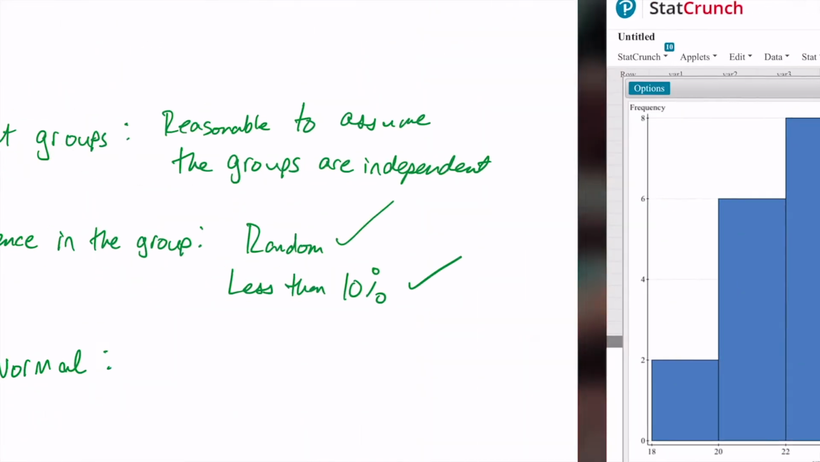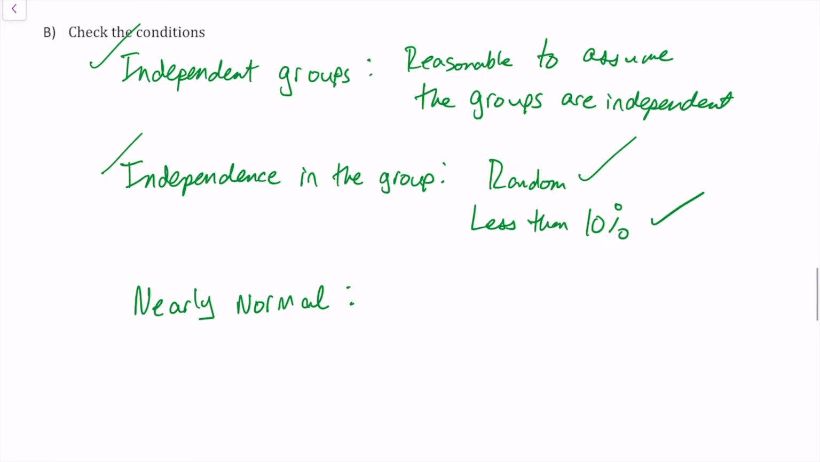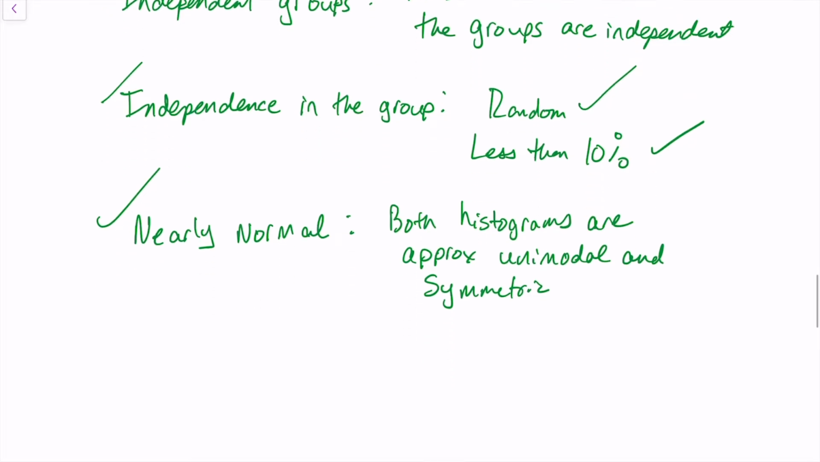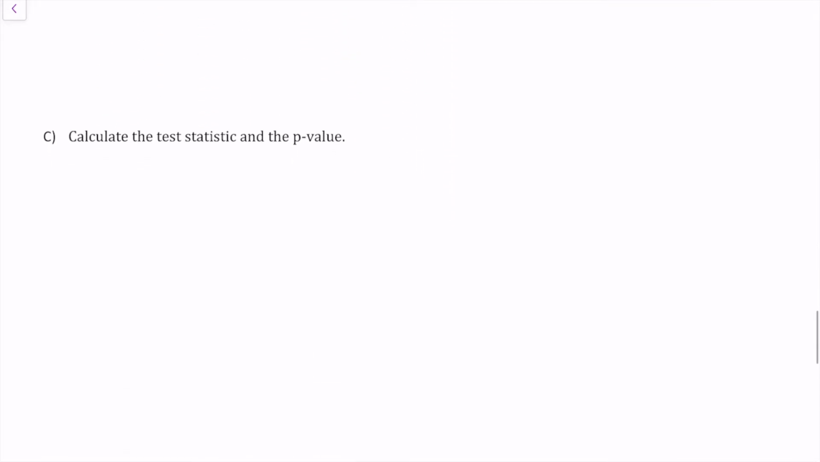So that means when we come back to our nearly normal condition, I would say both histograms are approximately unimodal and symmetric. Because of that, we have our nearly normal condition satisfied. All right, so those are the conditions. Let's keep it moving. Next, let's calculate the test statistic and the p-value.